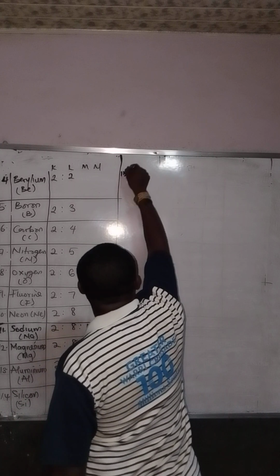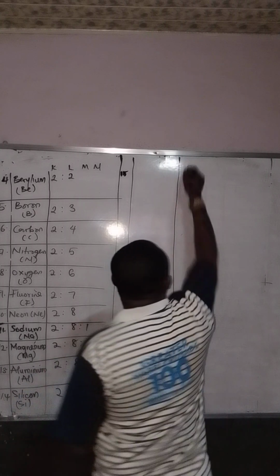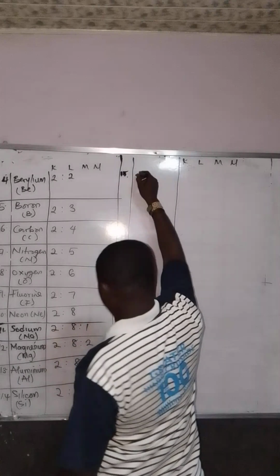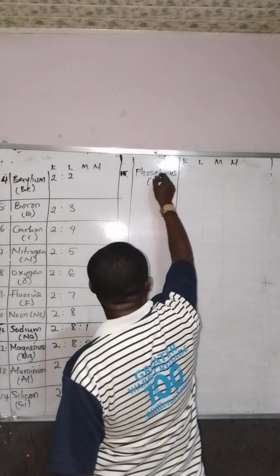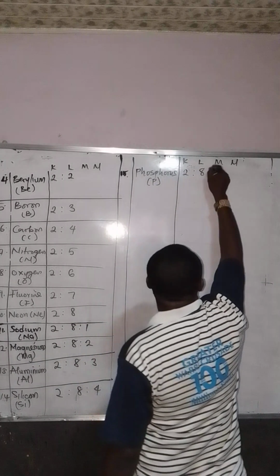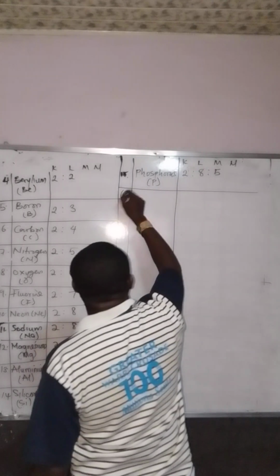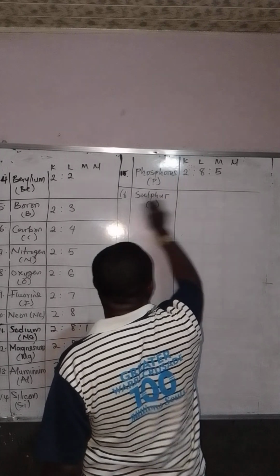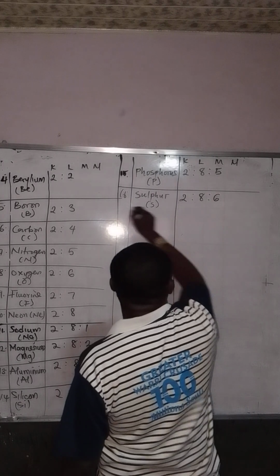Now number 15. So we have K, L, M, and N. Number 15 is phosphorus. Phosphorus, P. So having 15 electrons, 2 stays here, 8 stays here, making 10. So the remaining 5 stays here. So then next one is 16, sulfur. Sulfur, S, has 16 electrons. 2 stays in K, 8 stays in L, 6 stays in M.